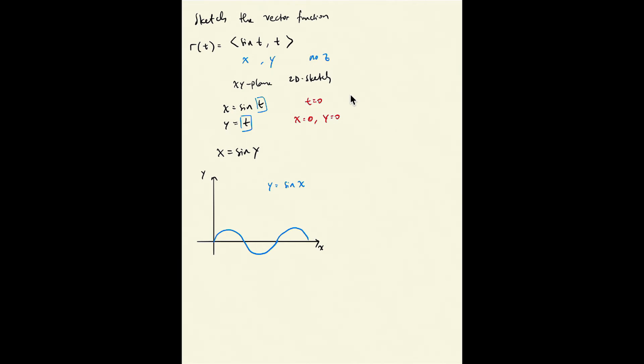So how about if I draw x equals sine y? It will be like this. This is y equal 1, and this is x equal 1, and this is exactly pi over 2 here. So this is how you draw the red line, the x equals sine y.